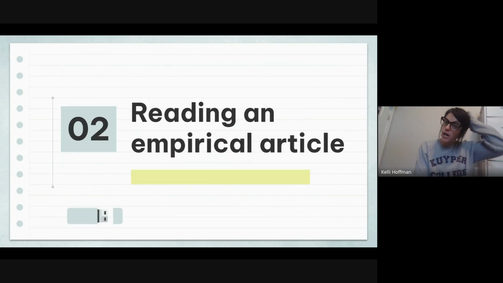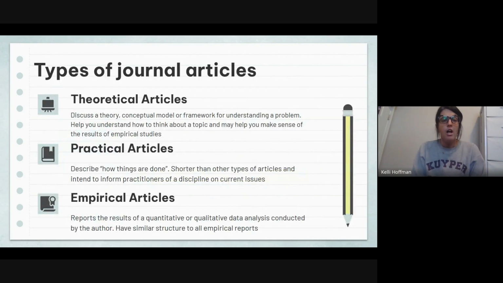All right, in chapter 1 of the guidebook, it talked a little bit about different types of articles: theoretical, practical, and empirical. All are good information and good resources to use, but the best ones to use are empirical articles. We're going to flesh that out as a reminder. Theoretical articles discuss a theory, a concept, a model, or a framework.